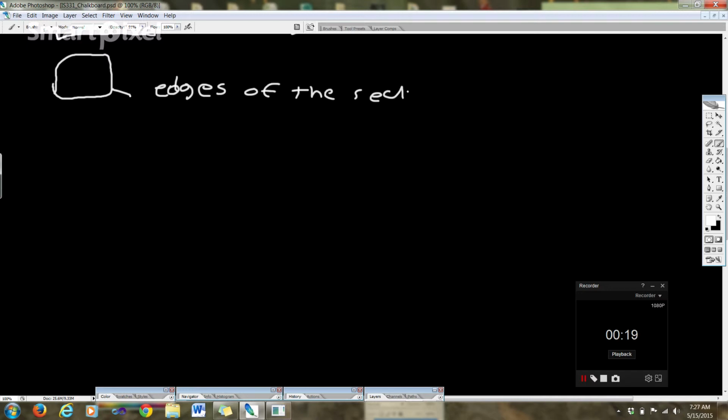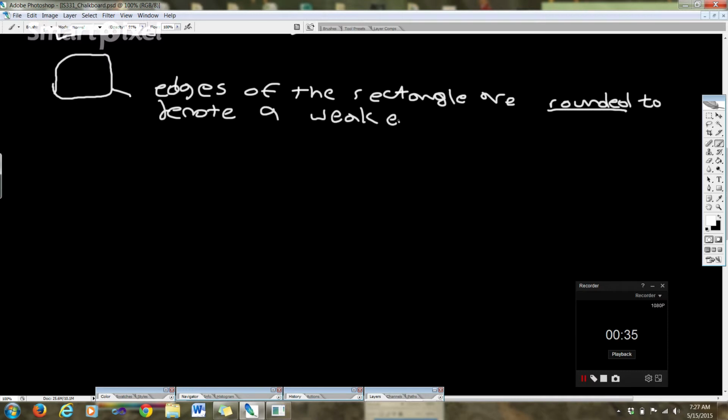Hi guys, we're back. When I was showing you that diagram with the rectangles, what happens if you see a rectangle with the edges rounded? Well, the edges of the rectangle are rounded to denote a weak entity. We already went over what that is.